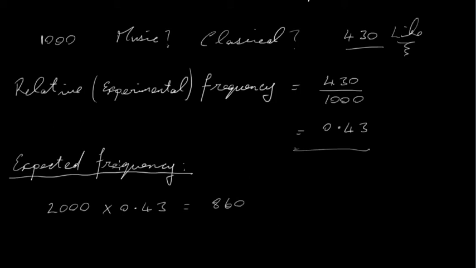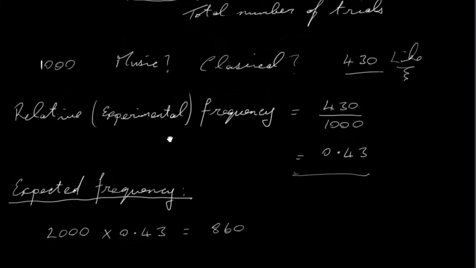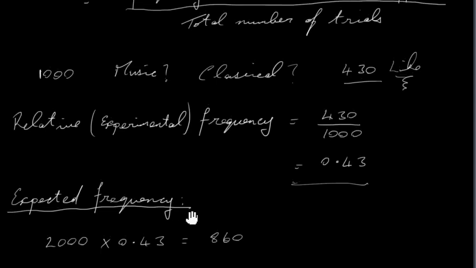Now, just to recap on this, because people do tend to get these two mixed up, relative frequency and expected frequency. Relative frequency or experimental frequency is where you actually carry out an experiment and you get a result. You divide the number of people who like classical music by the total number of people you asked. That gives you a relative or experimental frequency of 0.43.